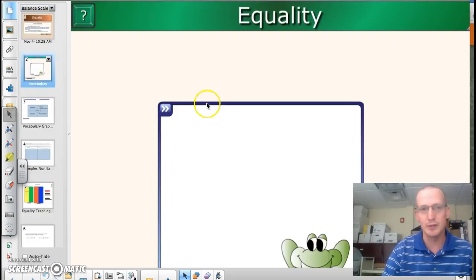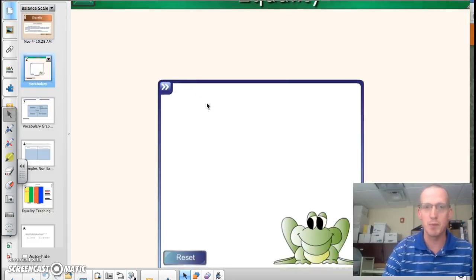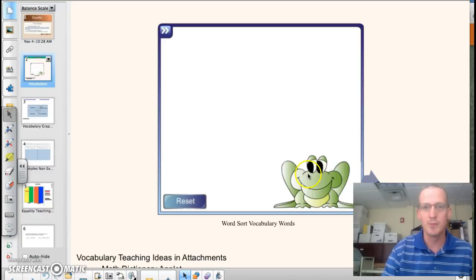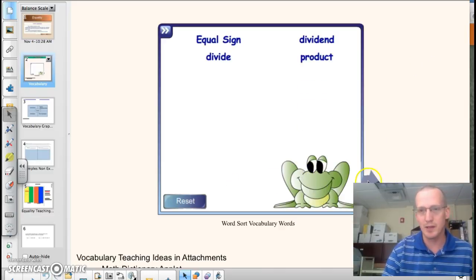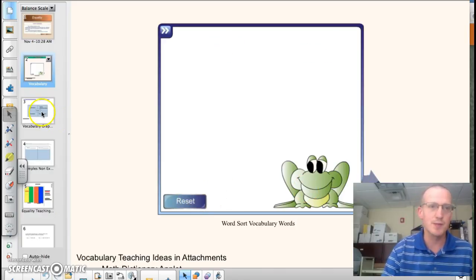What I like to try to do is incorporate Smartboard whenever I can. But if you click on the little frog, he's going to talk about all kinds of different vocabulary words. And if you want to put all those words outside, click on the little arrow and they're going to show up on the outside. Reset, just hit reset.